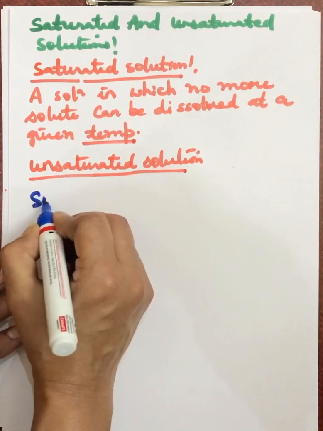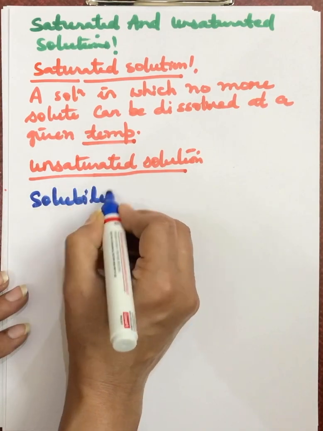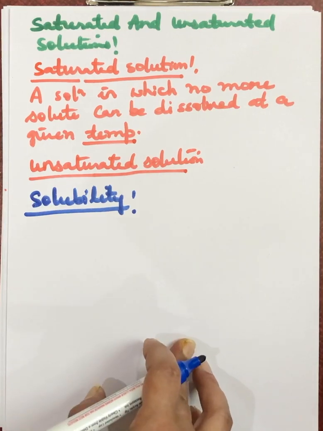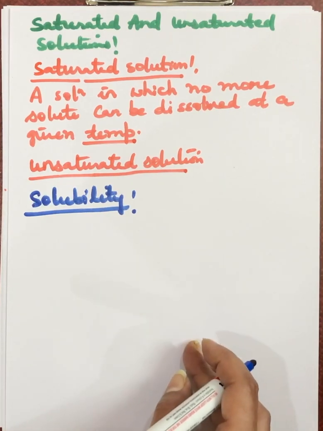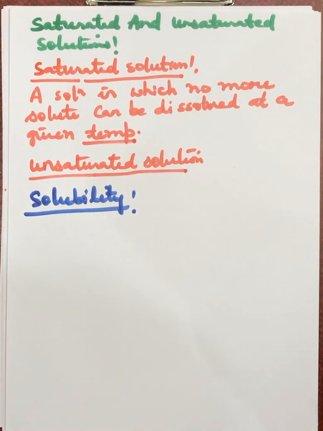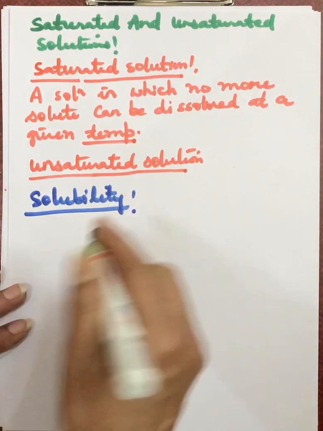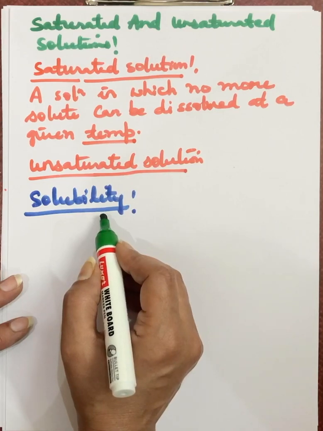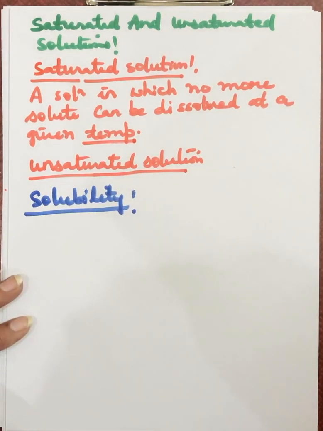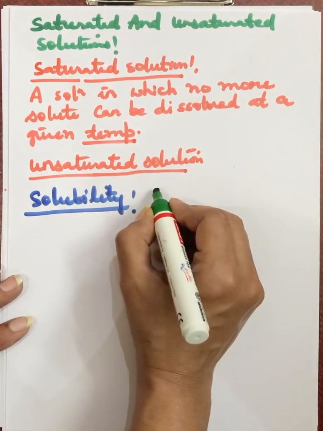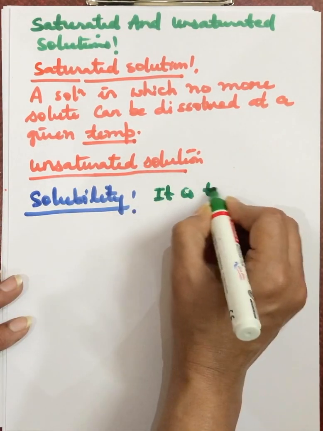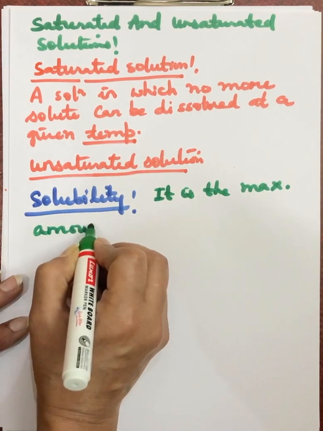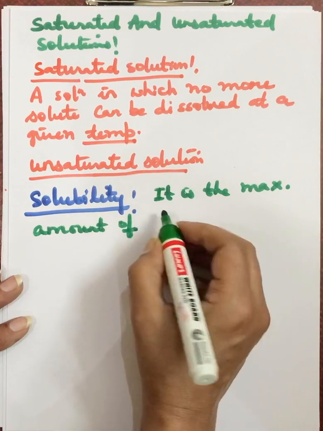So now we have solubility. Before this we have done concentration. Now it is solubility. See the difference now in the concentration and solubility. When we have saturated solution, then only we'll define solubility. That means we have dissolved the solute in a solvent, but no more solute can dissolve now. So what is solubility? It is the maximum amount, after this no more solute can dissolve.